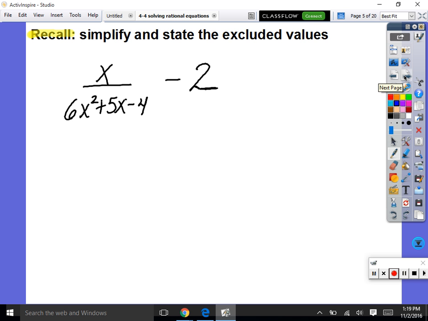Okay, do this one. Simplify and state the excluded value. Awesome. That's great. Okay, so you would say I can't subtract anything without a common denominator. So isn't this the common denominator? Now think about it, guys. Think about this. This will help some of you.